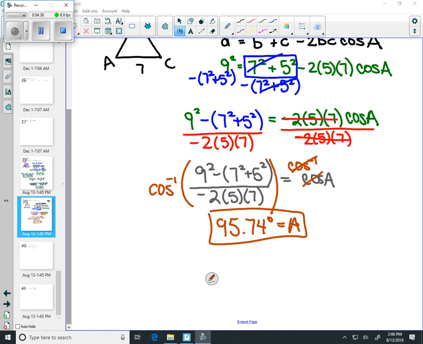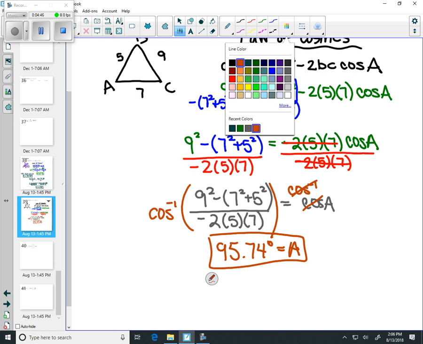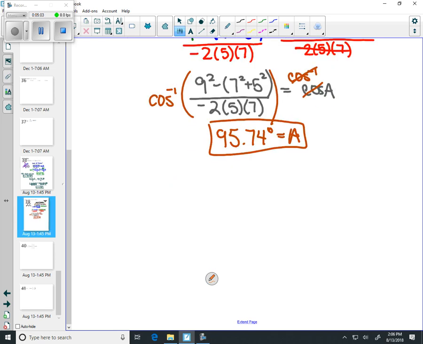Okay, to find angle B, we're going to do the same steps. We're just going to have this original equation in a little different order. If we're going to have a B here, then we need to change our A's and B's on the other side. Here B is 7. So to find angle B, we're going to do 7 squared equals 9 squared plus 5 squared minus 2 times 9 times 5 cosine of B this time.